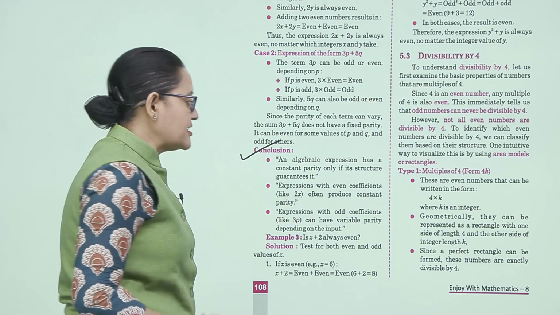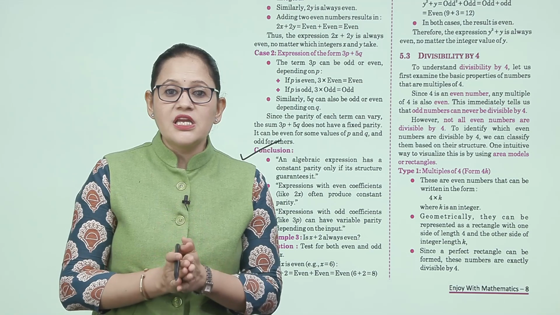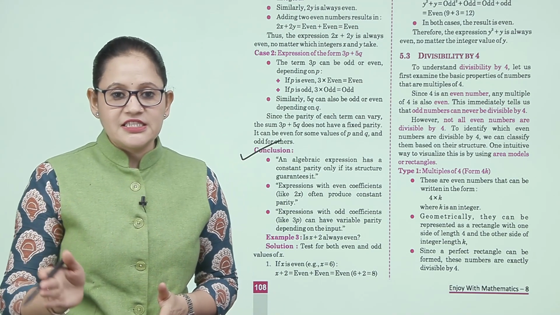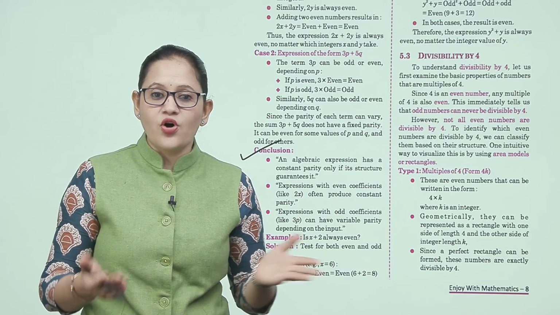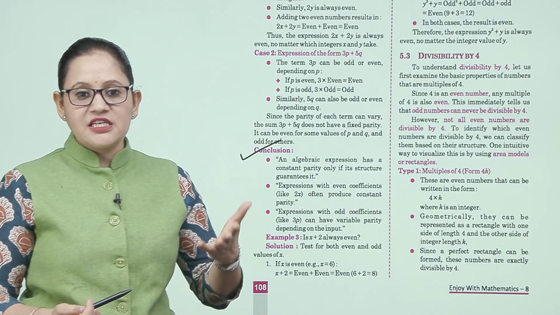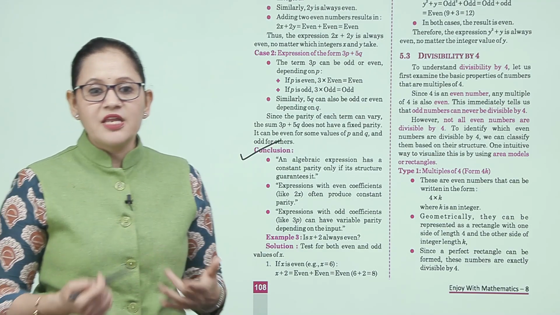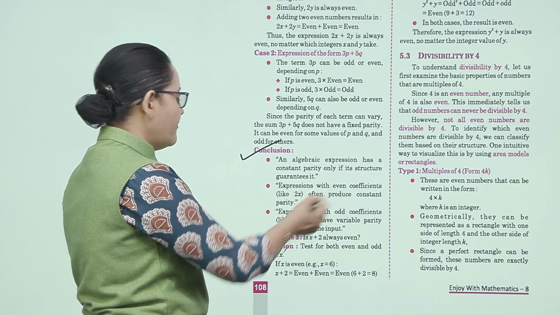Now conclusion. An algebraic expression has a constant parity only if its structure guarantees it. Expressions with even coefficients like 2x often produce constant parity. Expressions with odd coefficients like 3p can have variable parity depending on the input, meaning it depends on the value of the variable.